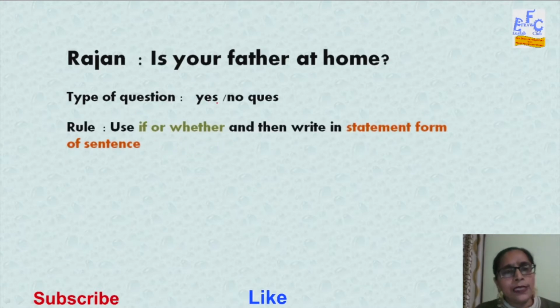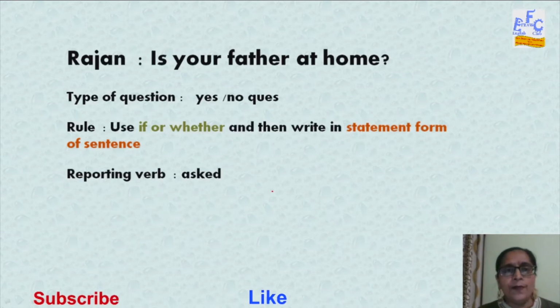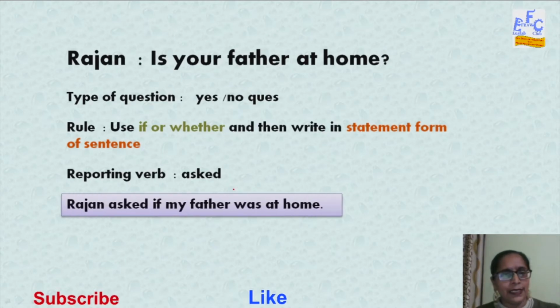So, the rule says use if or whether and then write the statement form of the sentence. The reporting verb asked will be used instead of said, and the connector will be if or whether instead of that. Now, let's see what should be done. Rajan asked if my father was at home.